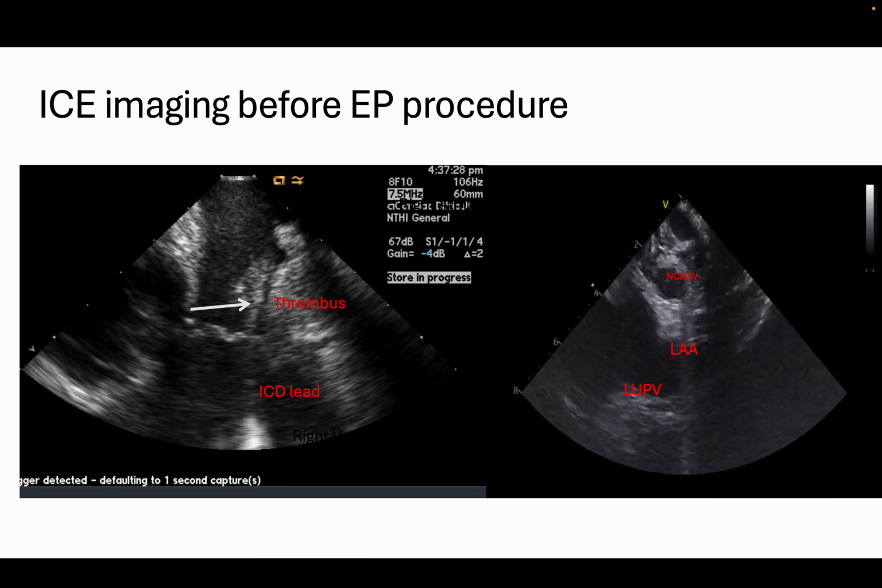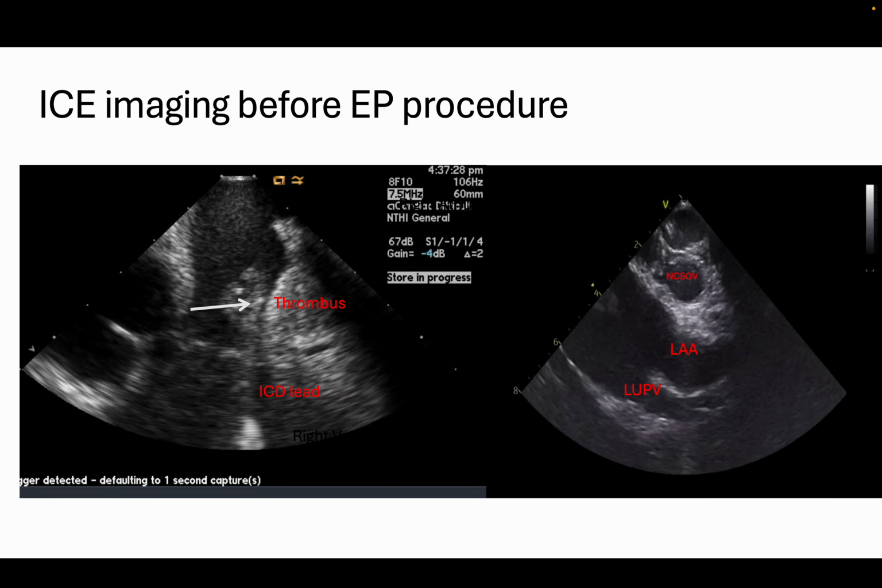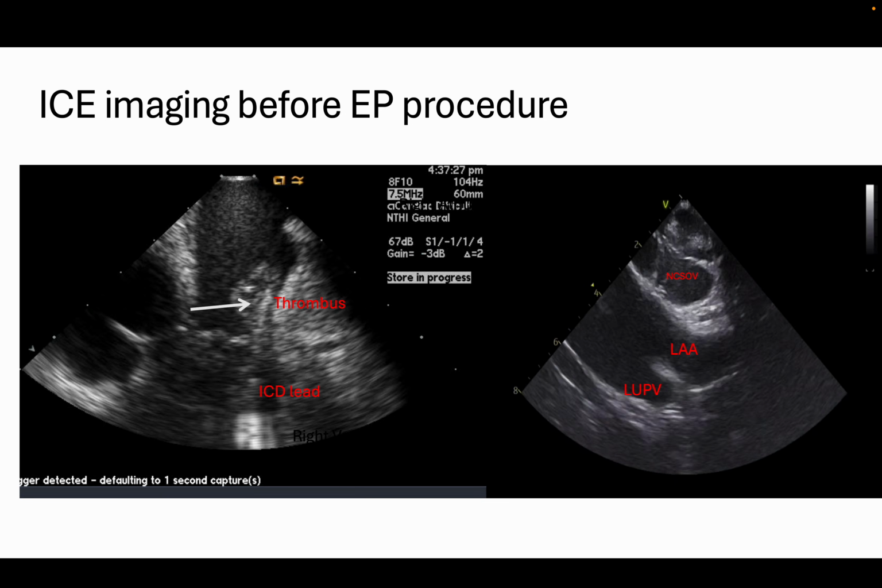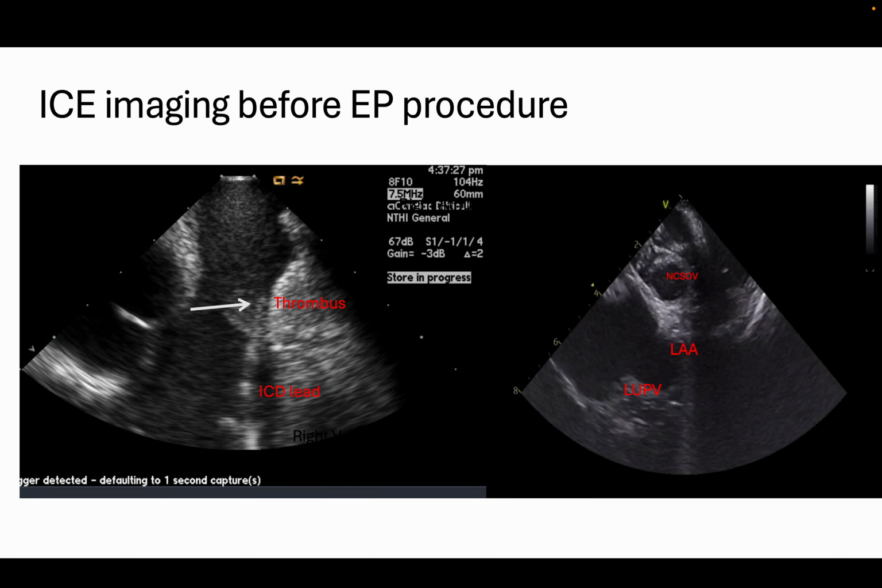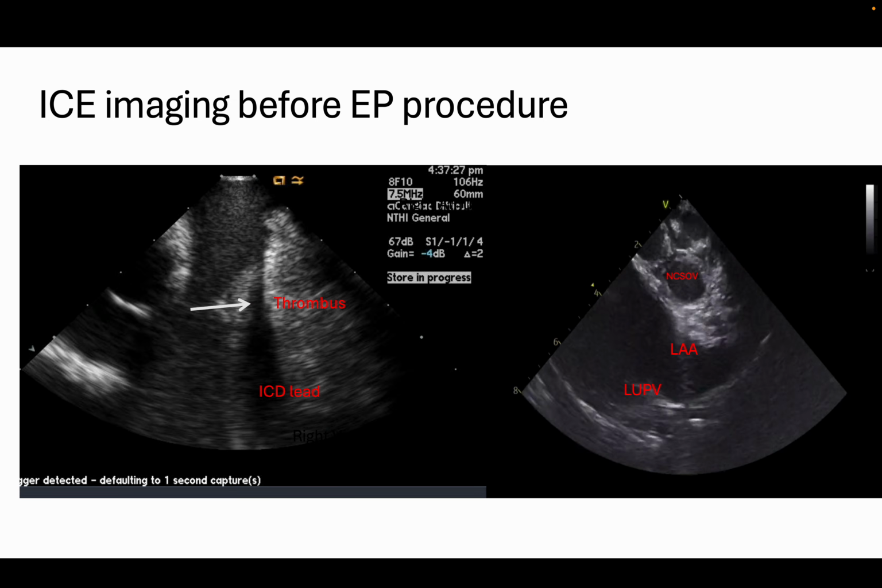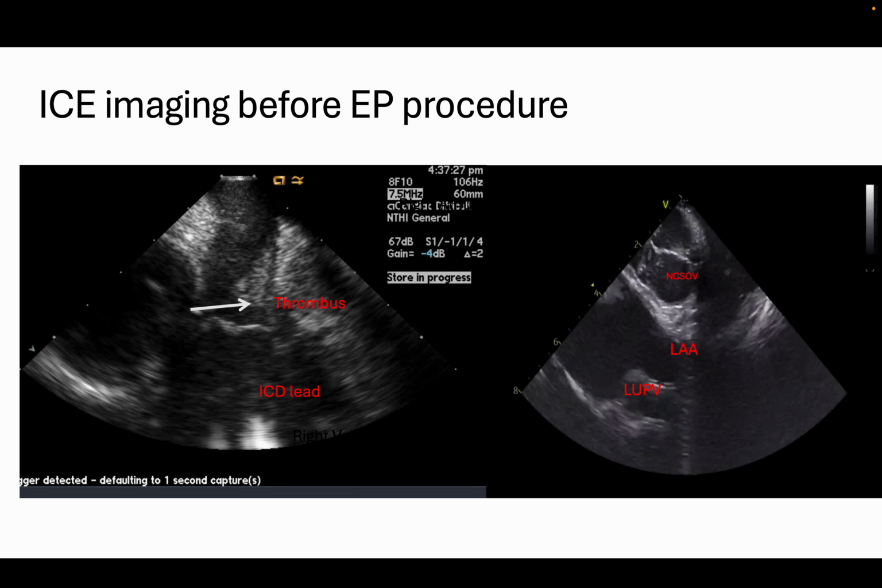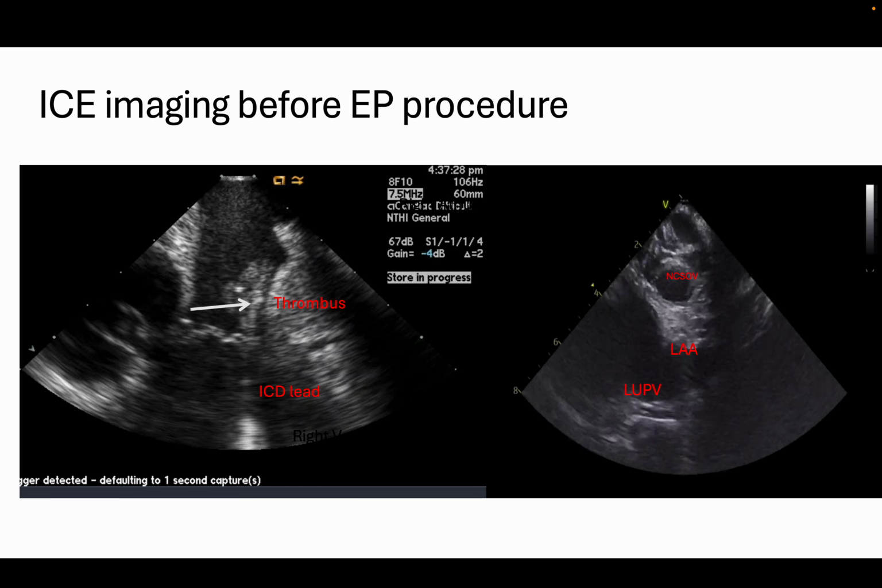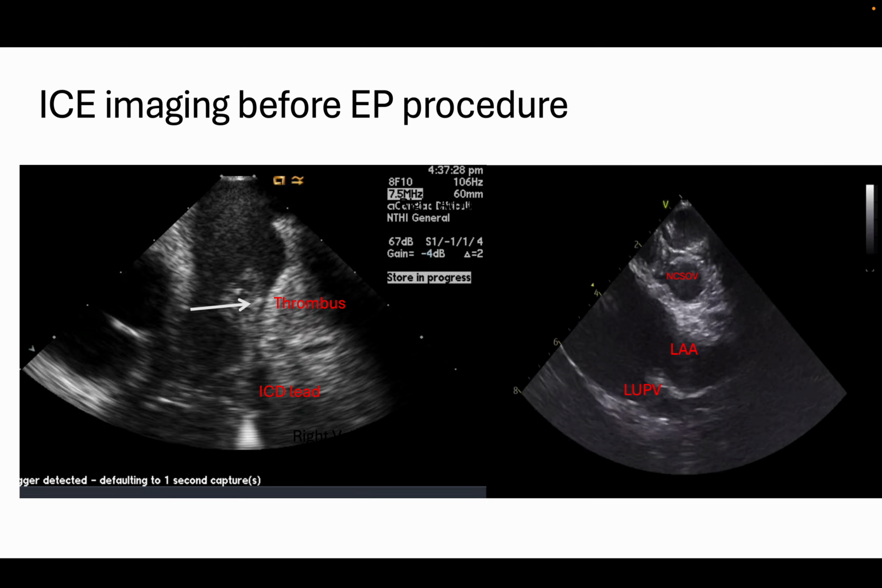Now, before a procedure, you want to rule out clots within the heart. This view, the home view, shows the thrombus on the lead which is placed. These are lead-based masses and are not necessarily any kind of vegetations.